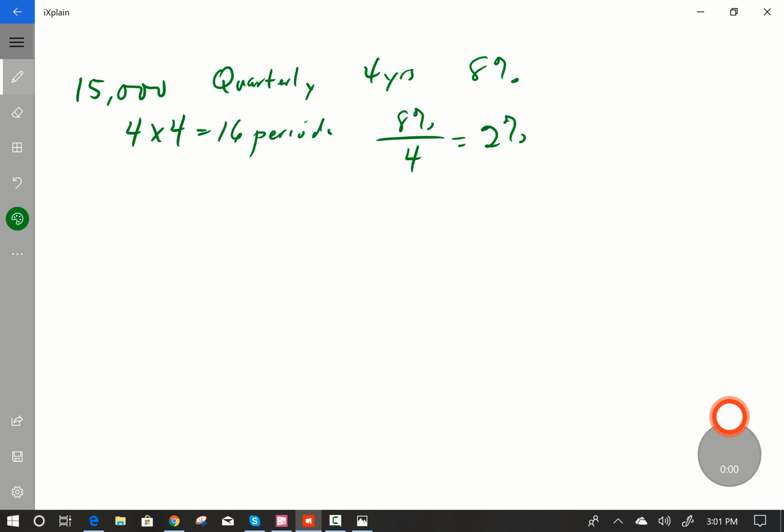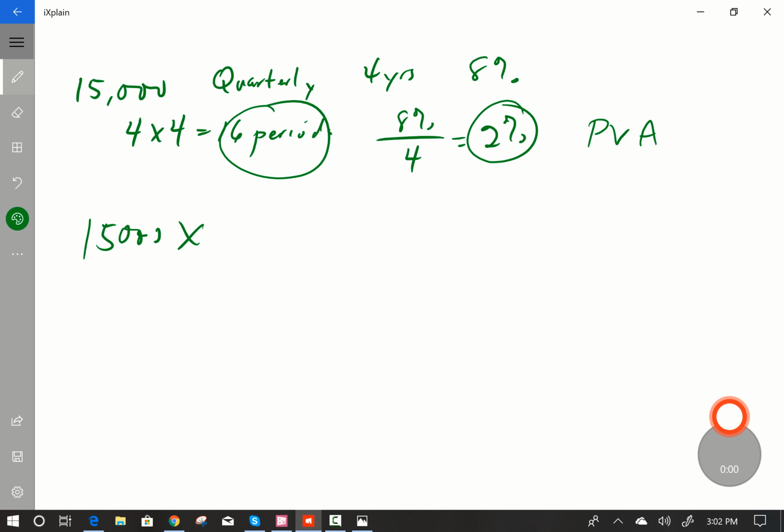Okay, we want to receive $15,000 each quarter for 4 years. What do we invest today to generate $15,000 each quarter for the next 4 years? So we're going to use the present value of an annuity table, and we're going to use 2% at 16 periods. So we're going to take $15,000 times the corresponding factor of 2% at 16 periods on a present value of an annuity table, which is 13.5777.